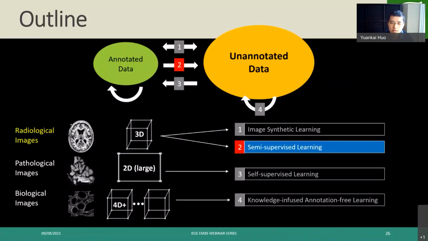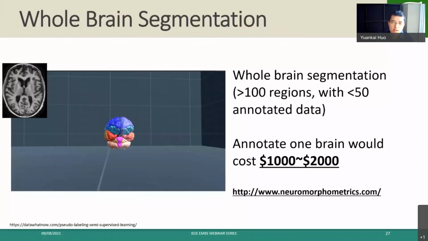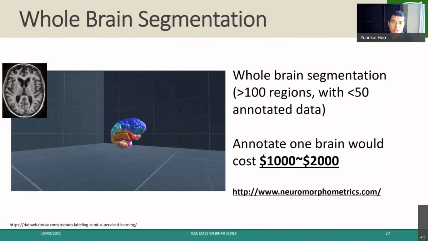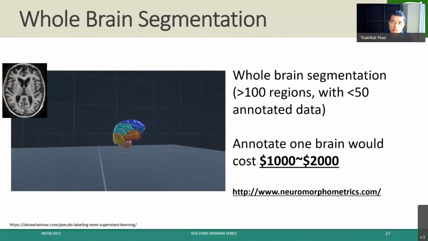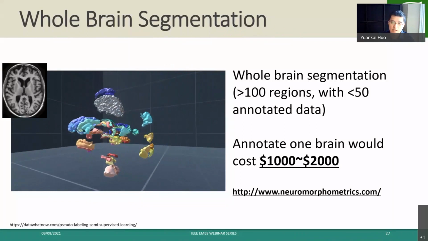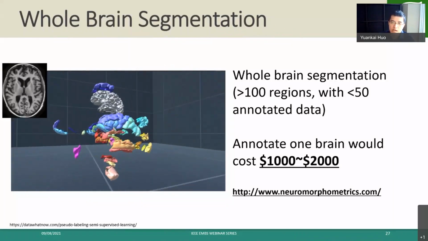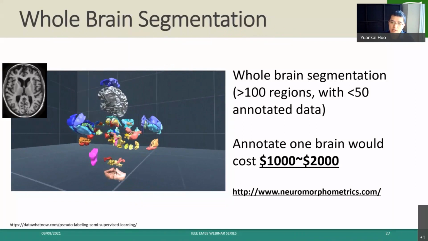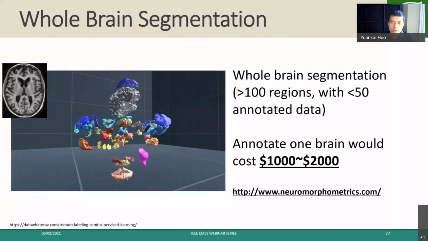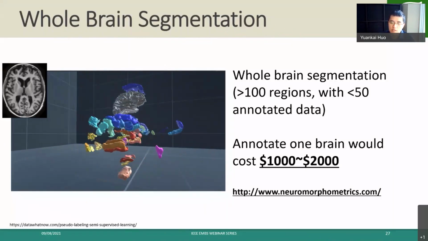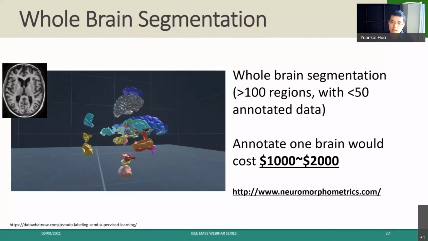Okay, so here is the second topic, semi-supervised learning, still on radiology images. In this case, we show an example with neuroimaging. The task we're doing is whole brain segmentation, to segment the brain into more than 100 regions with fewer than 50 annotated samples. The reason we only have 50 annotated samples is that annotation on brain images is really expensive. It costs $1,000 to $2,000 per brain, and it's very time consuming.